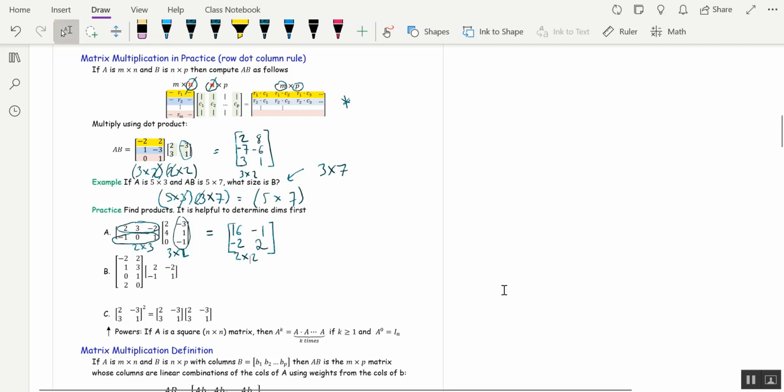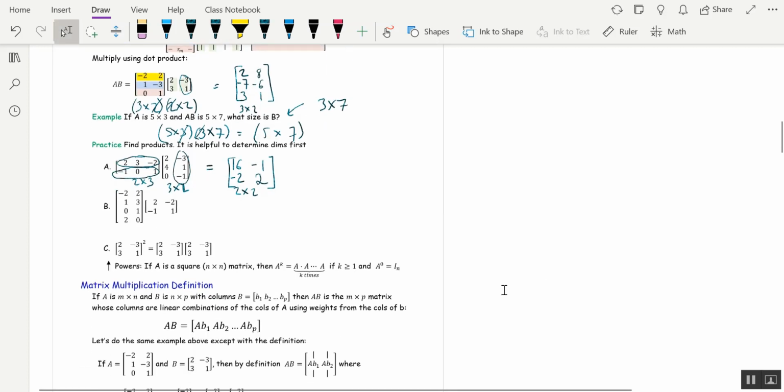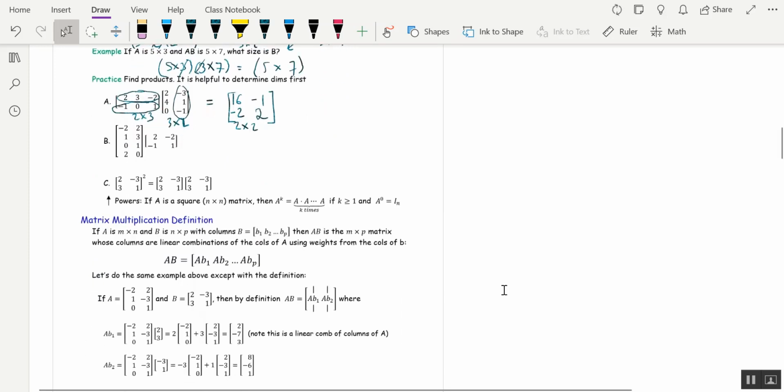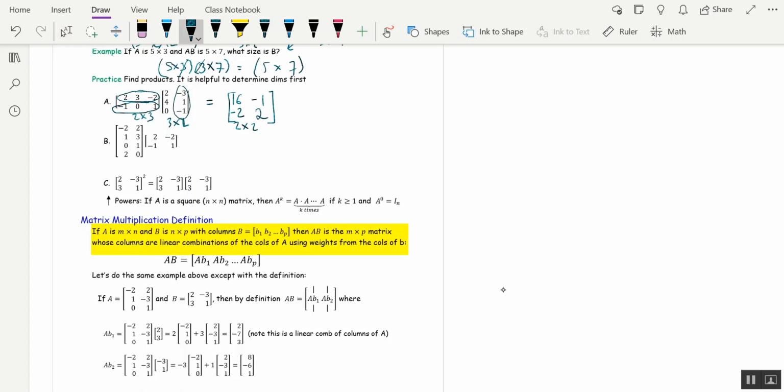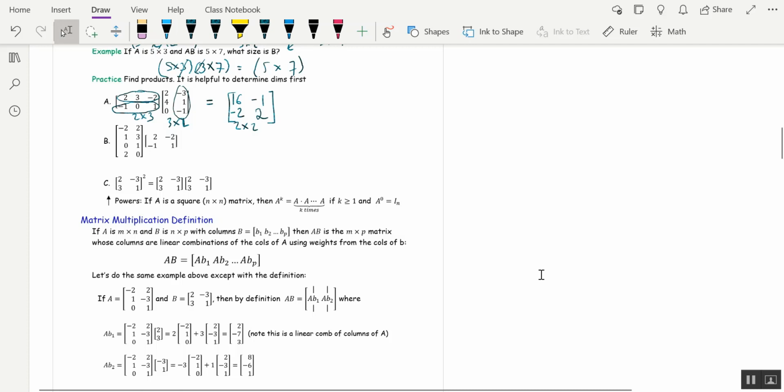Okay, matrix multiplication definition. This is not how you're going to multiply matrices in practice, but you should read through this on your own and just try and understand what it's saying. It's really stressing the fact that the columns of the product AB are linear combinations of the columns of A using the weights of B. And I did the exact same example that I did above at the top, but using the definition. You're going to get the same answer, but it takes a lot longer. So that's not how we want to multiply matrices in practice.